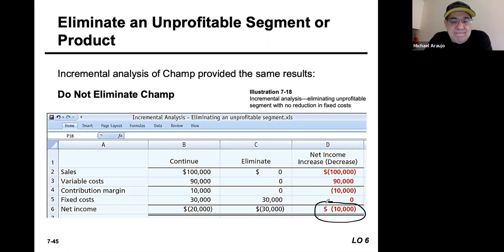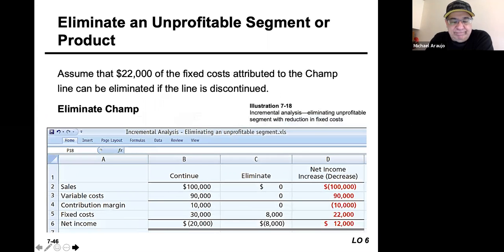Okay. The incremental analysis, if we continue with Champ, we are going to lose money. We know that. But if we discontinue or eliminate Champ, we're still going to have the $30,000 of fixed costs that are not going away, which means our loss is bigger. So in essence, what this company should do is keep the Champ around. Okay.